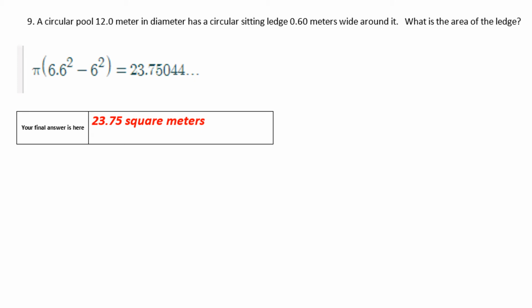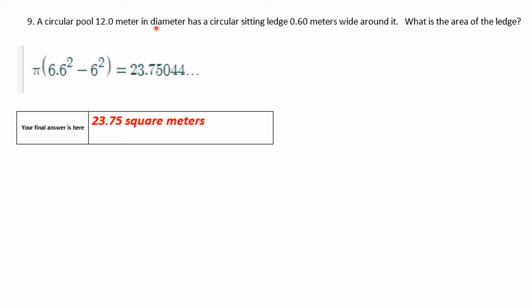Here we have a circular pool, 12 meters in diameter. It is important for you to realize that's diameter because we're going to be using 6, and has a circular sitting ledge which is 0.6 meters wide around it. It's uniformly 0.6 meters around it. A picture could probably help you. We want to find out what is the area of this ledge.